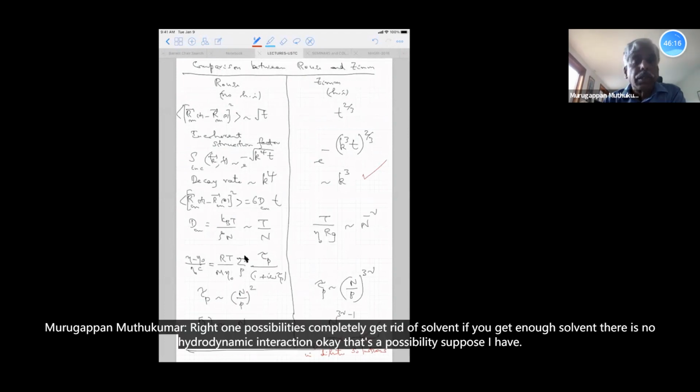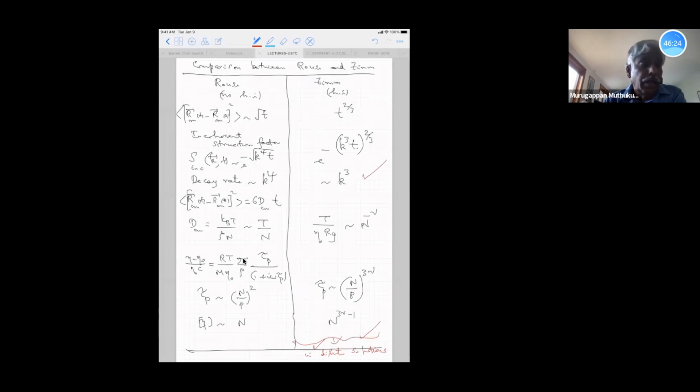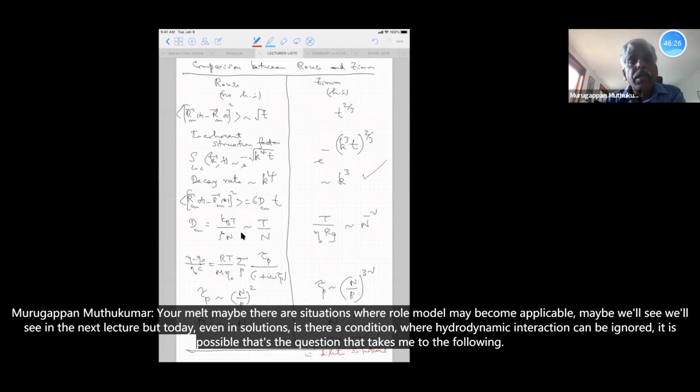One possibility is to completely get rid of solvent. If you get rid of solvent, there is no hydrodynamic interaction, okay? That's a possibility. Suppose I have a melt, maybe there are situations where a Rouse model may become applicable, maybe. We'll see in the next lecture. But today, even in solutions, is there a condition where hydrodynamic interaction can be ignored? Is it possible? That's the question.